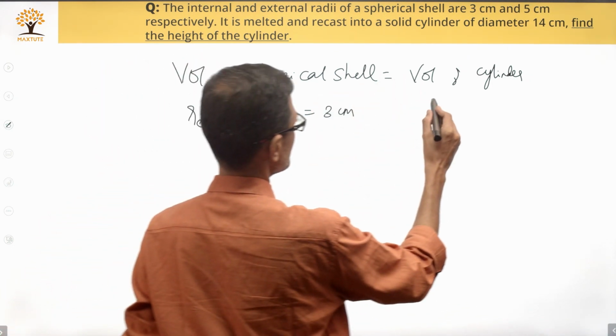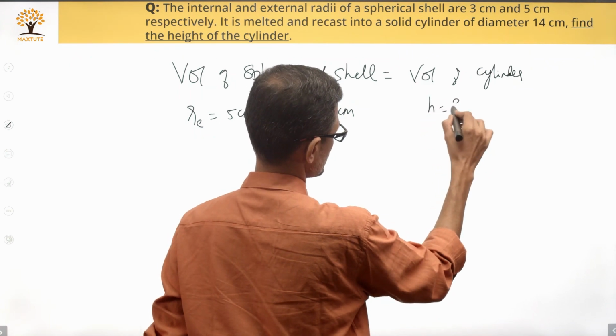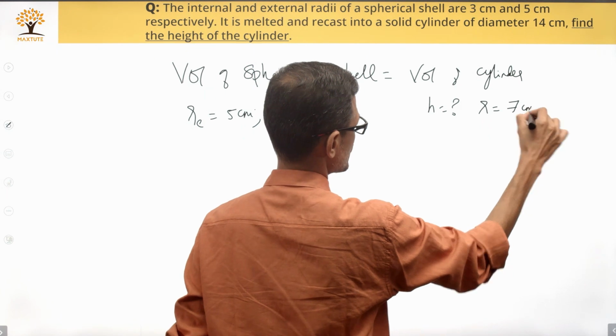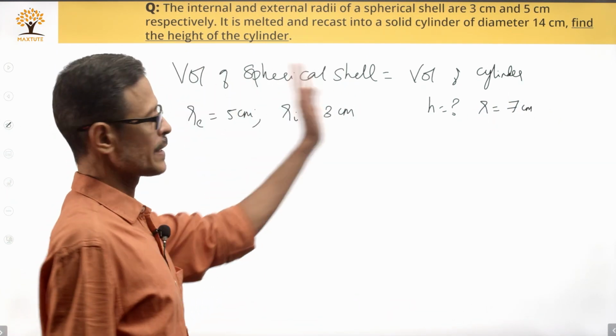For a cylinder, what do we have? We'll have to compute the height, which is what the question is about. Radius is given. If the diameter is 14 centimeters, radius is equal to 7 centimeters. So let's equate the volume on both sides.